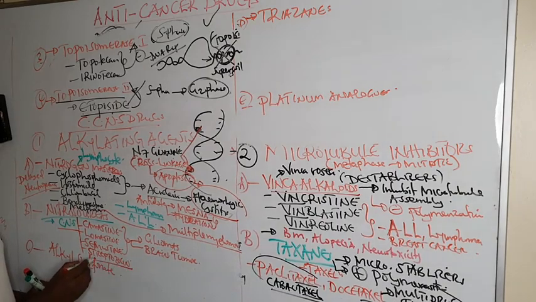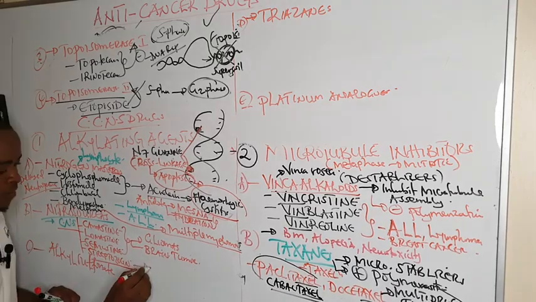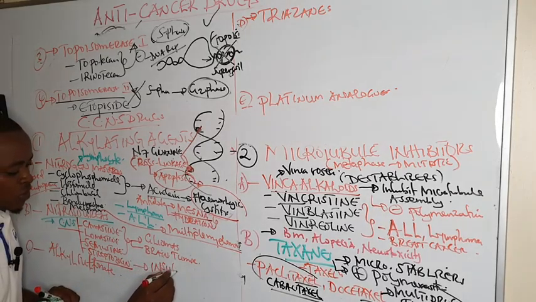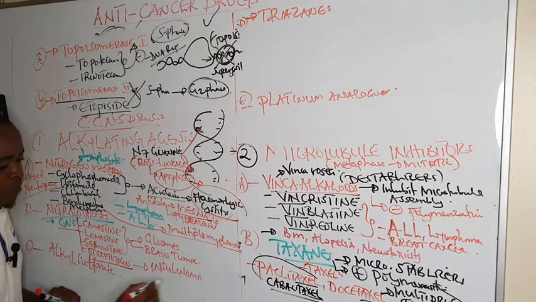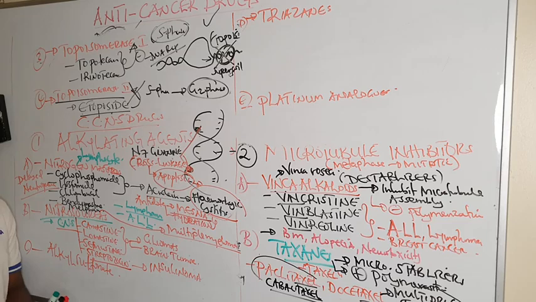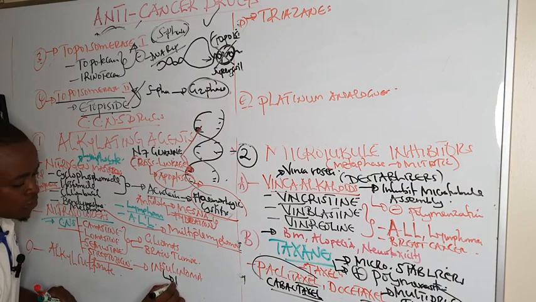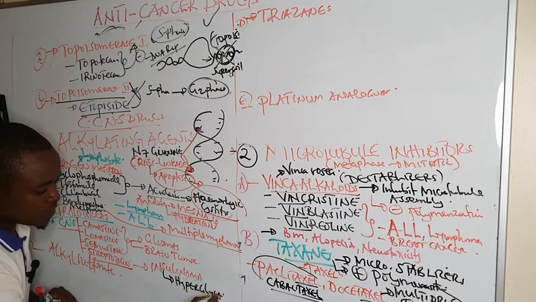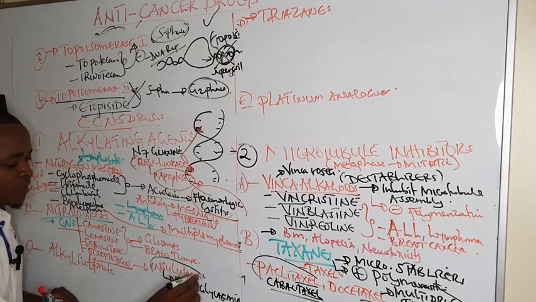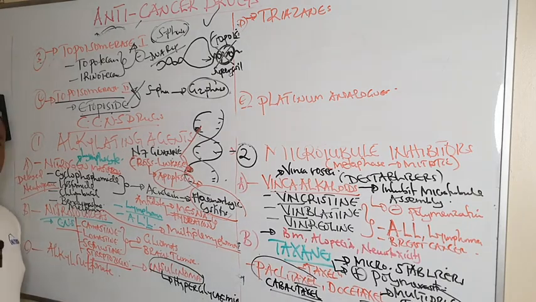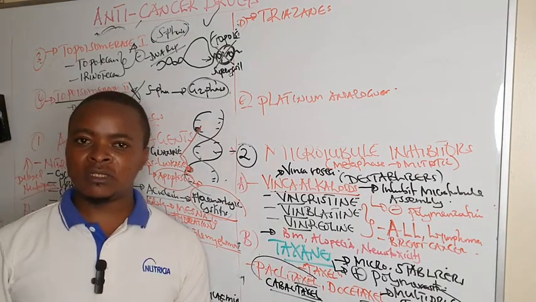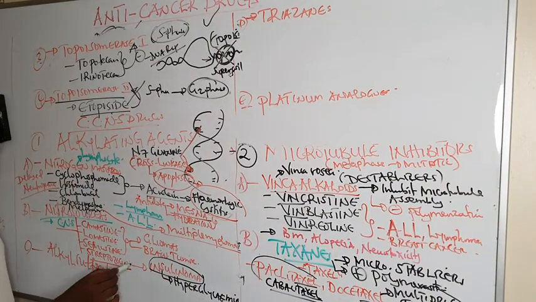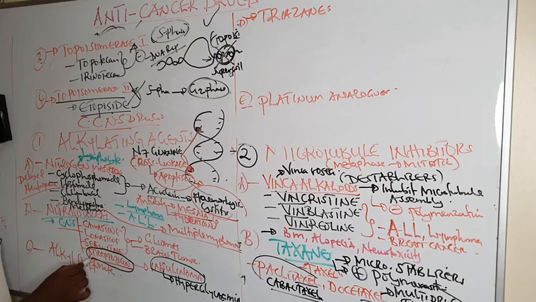Then streptozocin targets the beta cells and is used in treatment of insulinoma. Its major side effect can lead to hyperglycemia, but it is utilized in the treatment of insulinomas. Someone having hypoglycemia due to insulinoma that is affecting the beta cells of the pancreas, you can choose streptozocin as a nitrosourea to treat that.